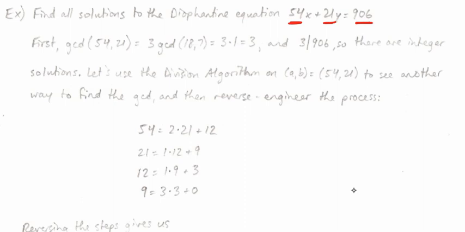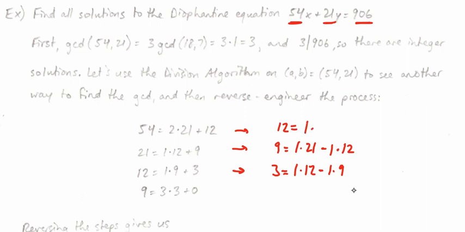Now we're going to reverse engineer those steps. So write your column off to the side here. 3 is 1 times 12 minus 1 times 9. 9 equals 1 times 21 minus 1 times 12. And then 12 is equal to 1 times 54 minus 2 times 21.